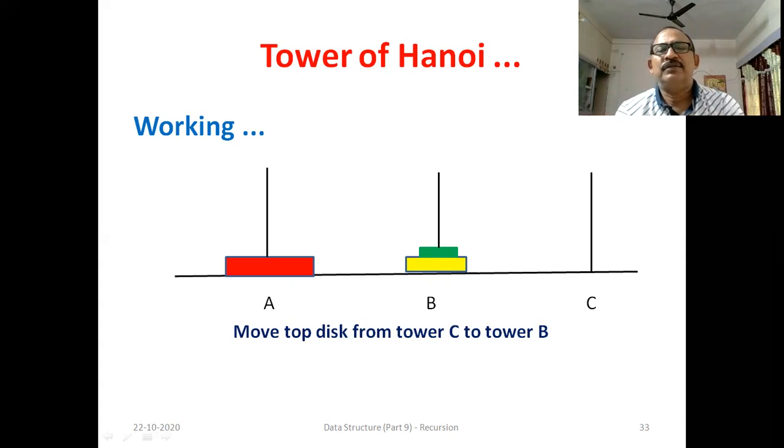In the next part, we directly solve this problem. You can say this is the terminating condition. We move the top disc of tower A to the destination tower, that is C, directly. Okay, here you can see.